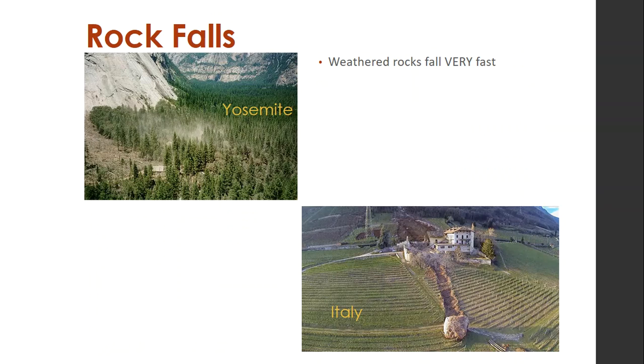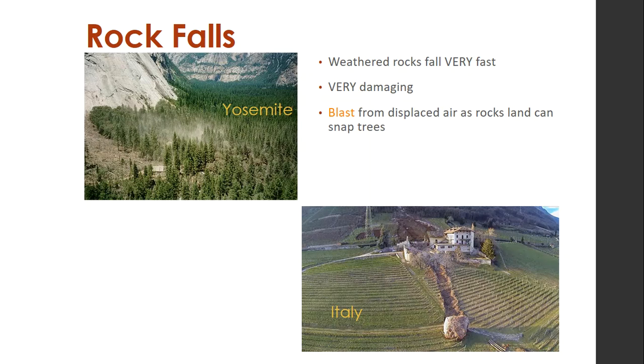Rock falls are when weathered rock falls very fast. They are very common in Yosemite National Park. They can be really, really damaging. You can see this rock fall that happened in Italy came through right alongside this house and destroyed part of the structure.